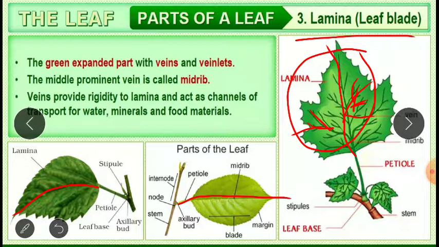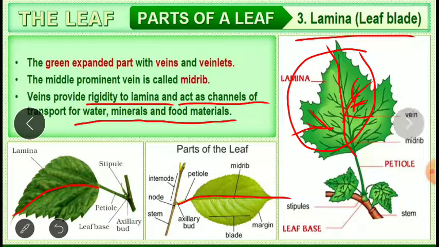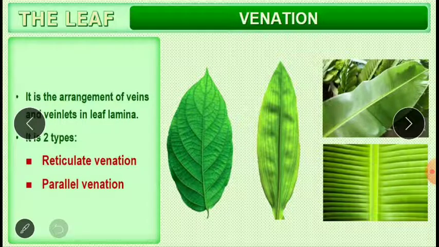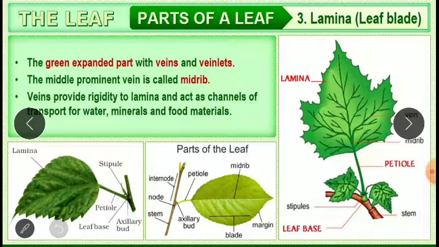These veins provide a skeleton to the leaf, that is, they provide rigidity to the lamina, and also act as channels for the transport of water, minerals and food materials. It is acting something like pipelines to transport the materials to the leaf and from the leaf. So that is all about the structure of the leaf. That is, it consists of three main parts, that is the leaf base, the petiole and the lamina.